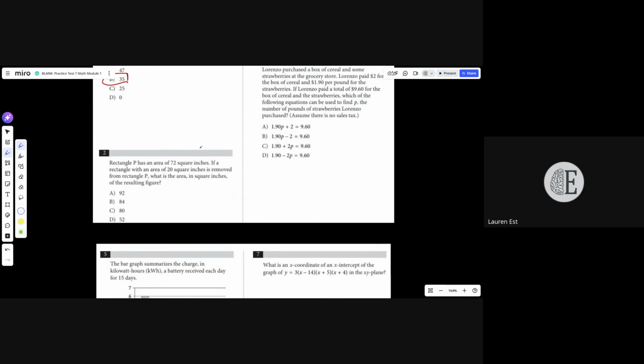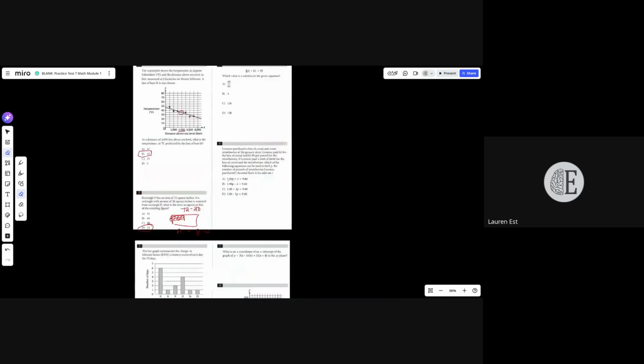For number 2, rectangle P has an area of 72 square inches. The area of a rectangle is on your equation sheet, but you should have it memorized. It's length times width. If a rectangle with an area of 20 square inches is removed from rectangle P, what is the area? Oh, this is easier than I thought. 72 minus 20 is going to be, what, 52, 62, 72? Yes, D. This is just subtraction if I cut out my chunk.